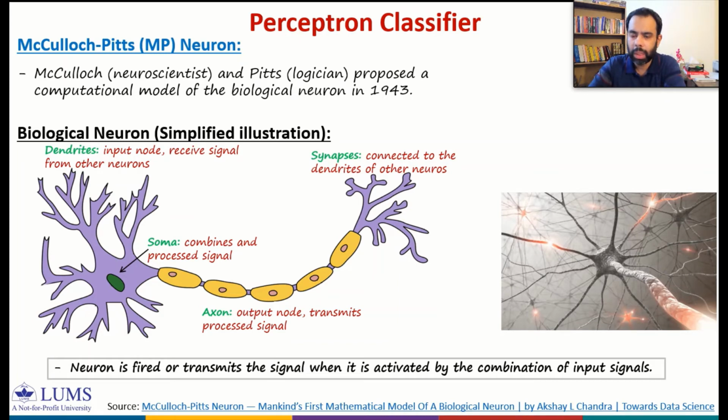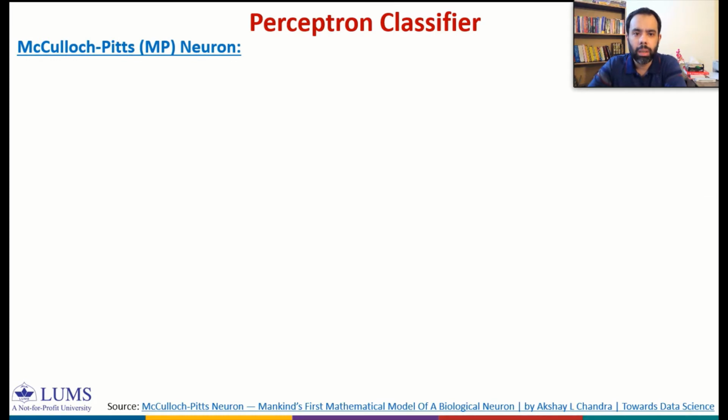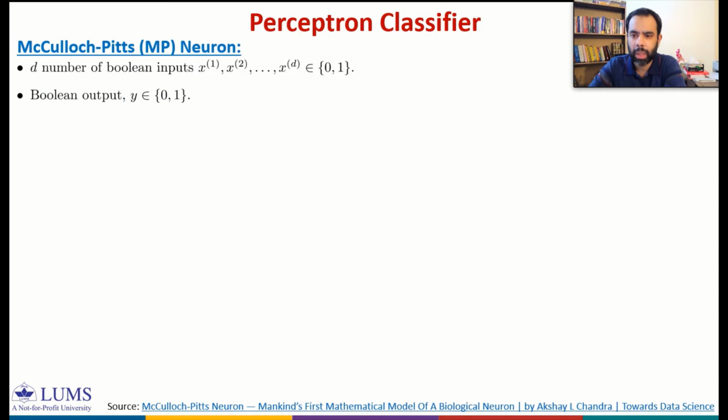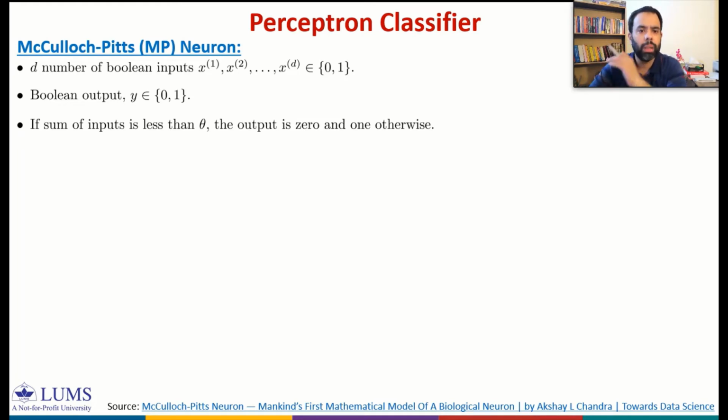Right? So this was a very simplified illustration of a biological neuron. Let's see what was proposed by McCulloch-Pitts. So we assume that we have d number of Boolean inputs. This is consistent with our notation, and we have a Boolean output, 0 and 1. So what McCulloch and Pitts proposed is that if the sum of inputs is less than some parameter, some threshold theta, the output is 0, and 1 otherwise. So that was a very simplified model by McCulloch and Pitts.